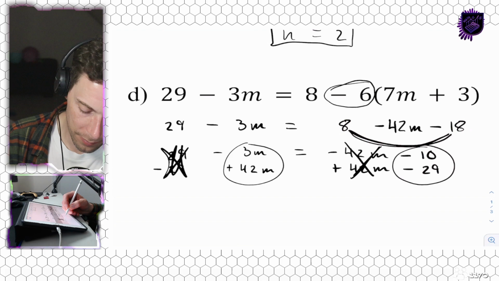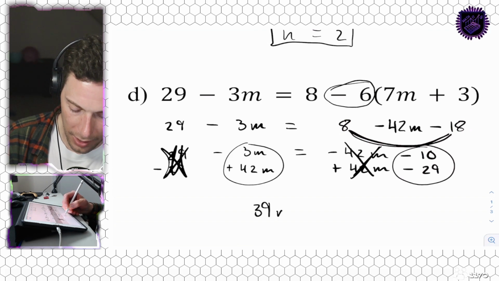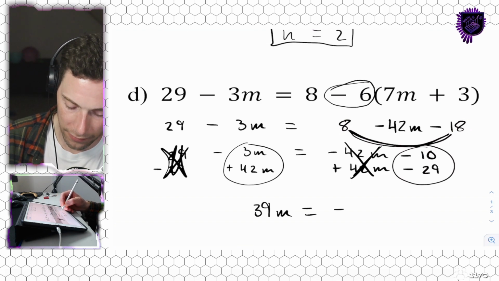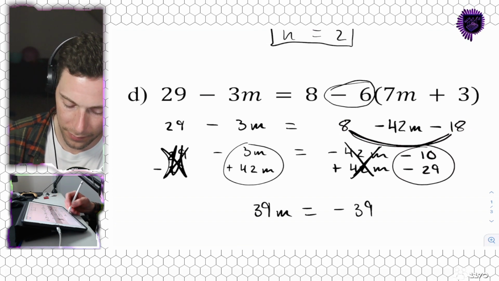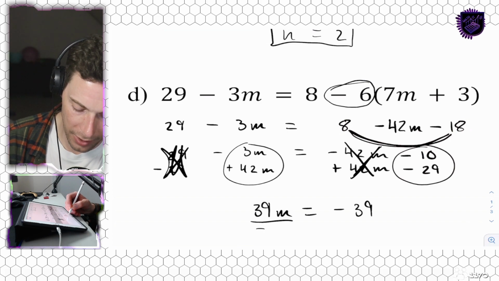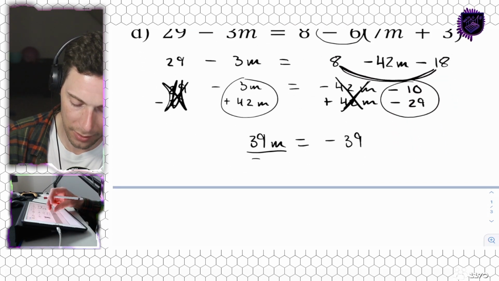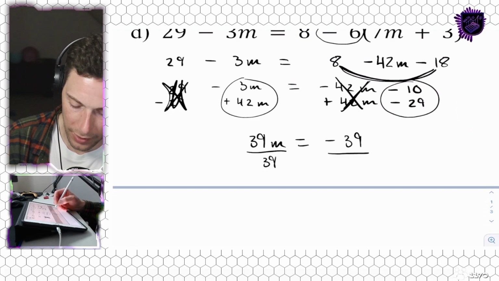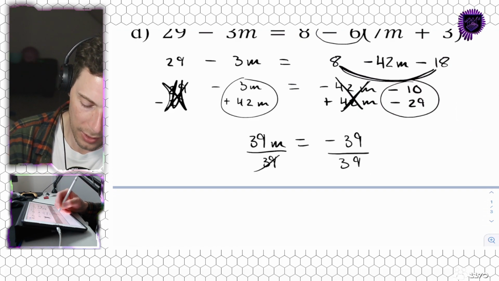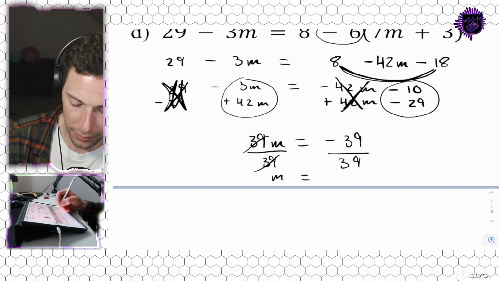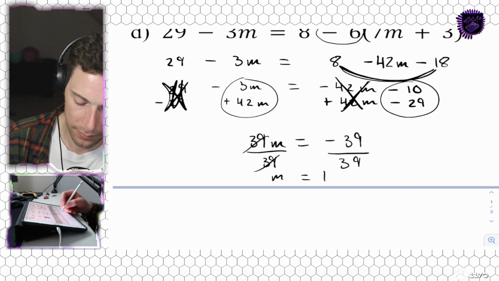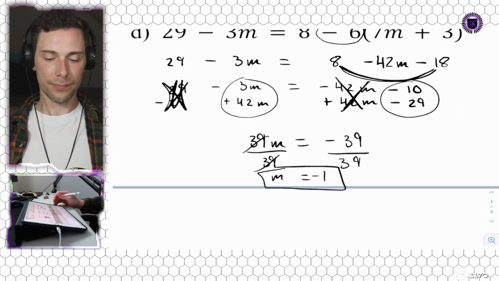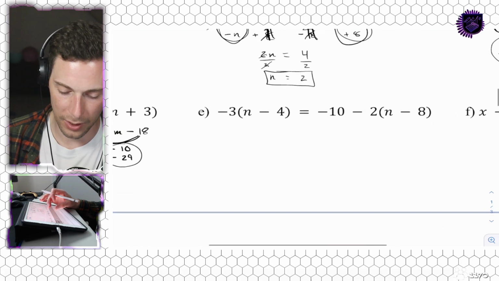That is 39m is equal to negative 39. Let's do that division. Divide by 39. Divide by 39. Cancels. m is equal to 1. Negative 1. Sorry, m is equal to negative 1. Next one. Again, another long one.